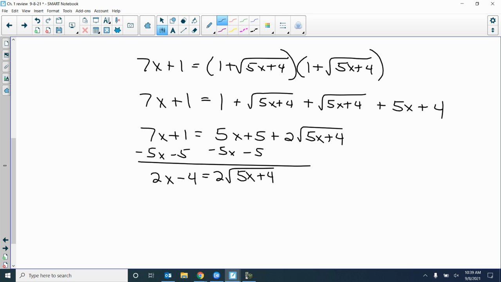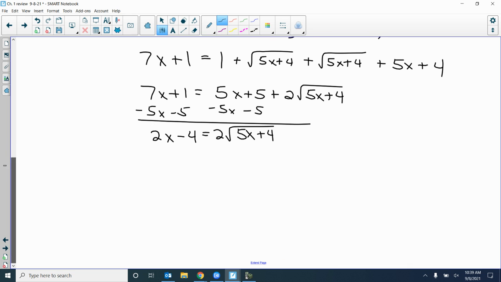Now, when we came to this stage in our homework problems or the previous problem in class, we said you've got two options. You can square both sides right now, or we can divide by 2. I said I would only divide by 2 if it went into the other side evenly. Well, will it go into 2x minus 4 evenly? Yeah, so I'm going to divide by 2. It'll make it just a little bit cleaner. So when I divide by 2, I get x minus 2 equals square root of 5x plus 4.